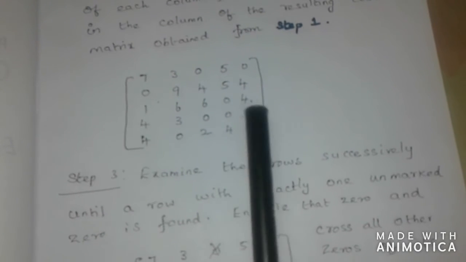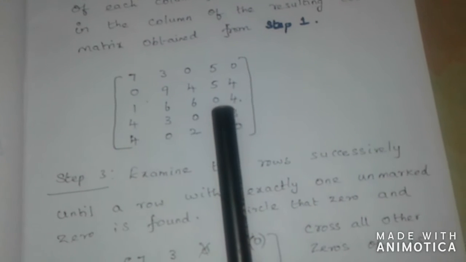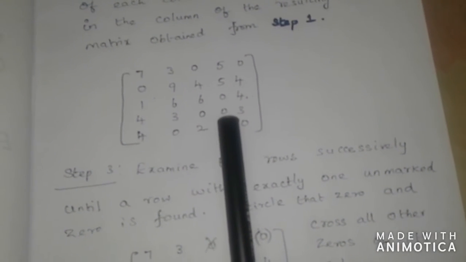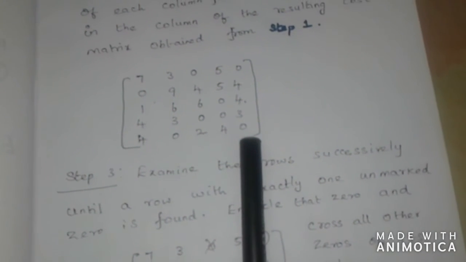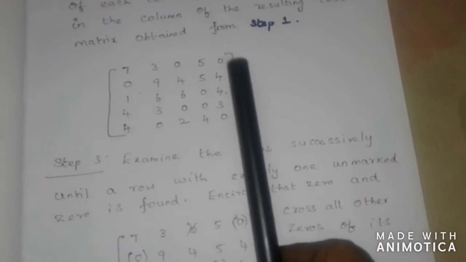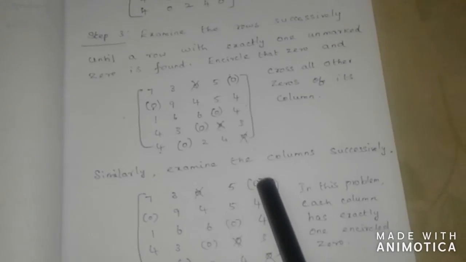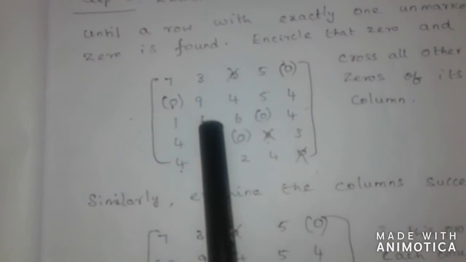Similarly, when we go to the fourth row, we have 2 zeros, but already we have crossed the fourth 0, so the third 0 can be encircled. When we come to the fifth row, we have two zeros, so nothing can be encircled. But when we once again come to the first row, the second 0 is crossed, so we can encircle the fifth 0. The result is given like this, and we get the resultant matrix like this.